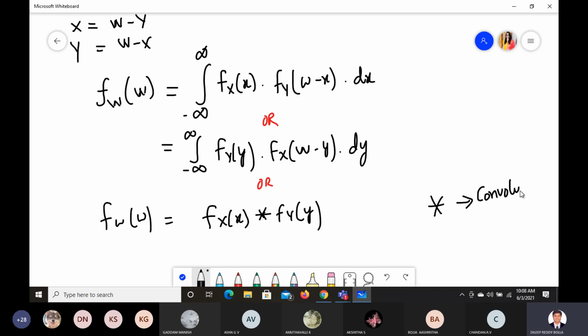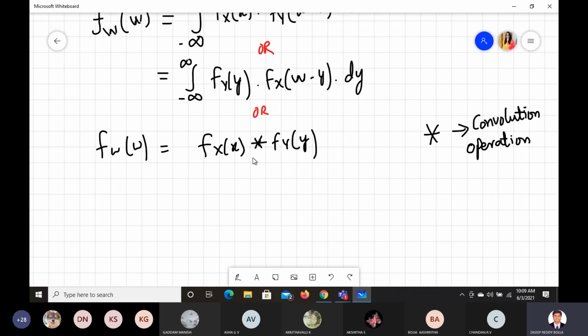Convolution operation. You might have seen this in your signals and systems, correct? So the convolution operator. What does this operator mean? What does it actually do? Okay, so what is the final summary of this? What is the PDF of two random variables if you are trying to find it?